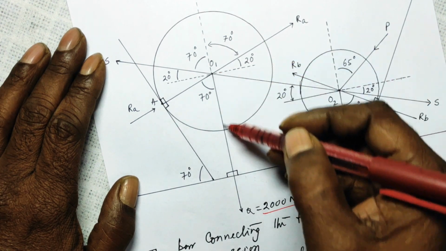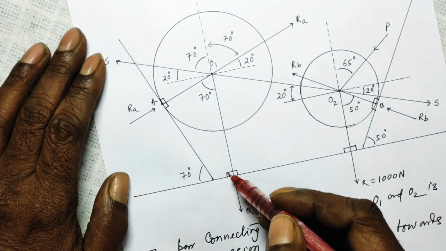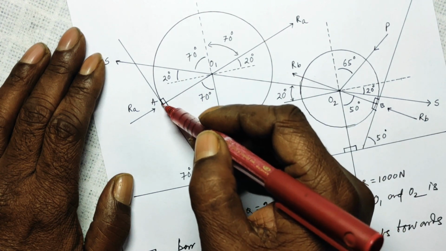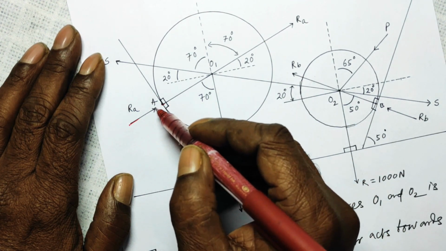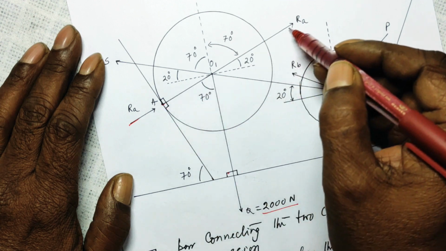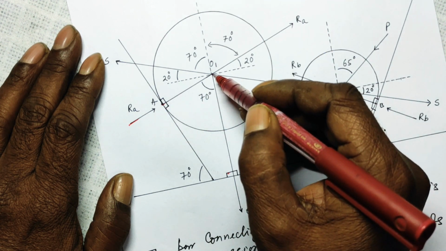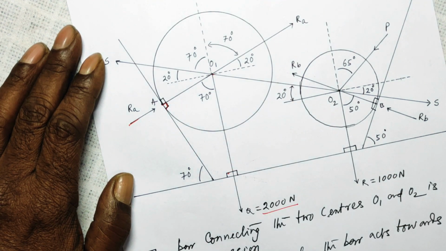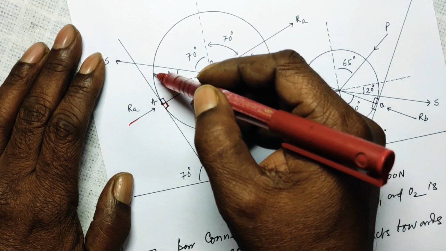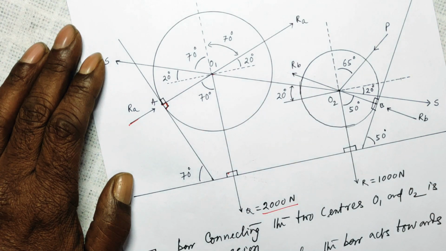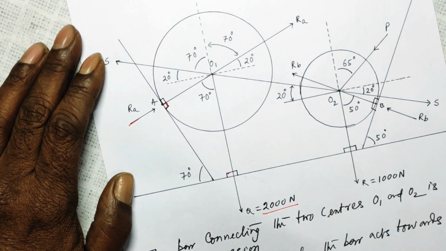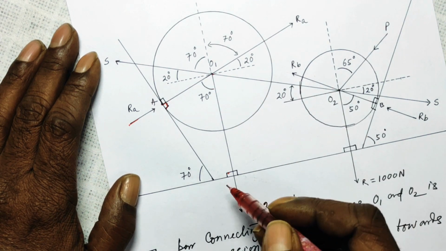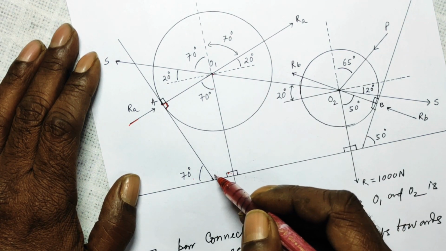Since this is perpendicular to the horizontal, this angle is 90. So here at the point of contact, the reaction force RA, I have shown it to this side, passing through the point O1. Here this is 90 because this is normal. This reaction force is normal to this curved surface. Now, how is this angle 70? This is 90, this is 70.